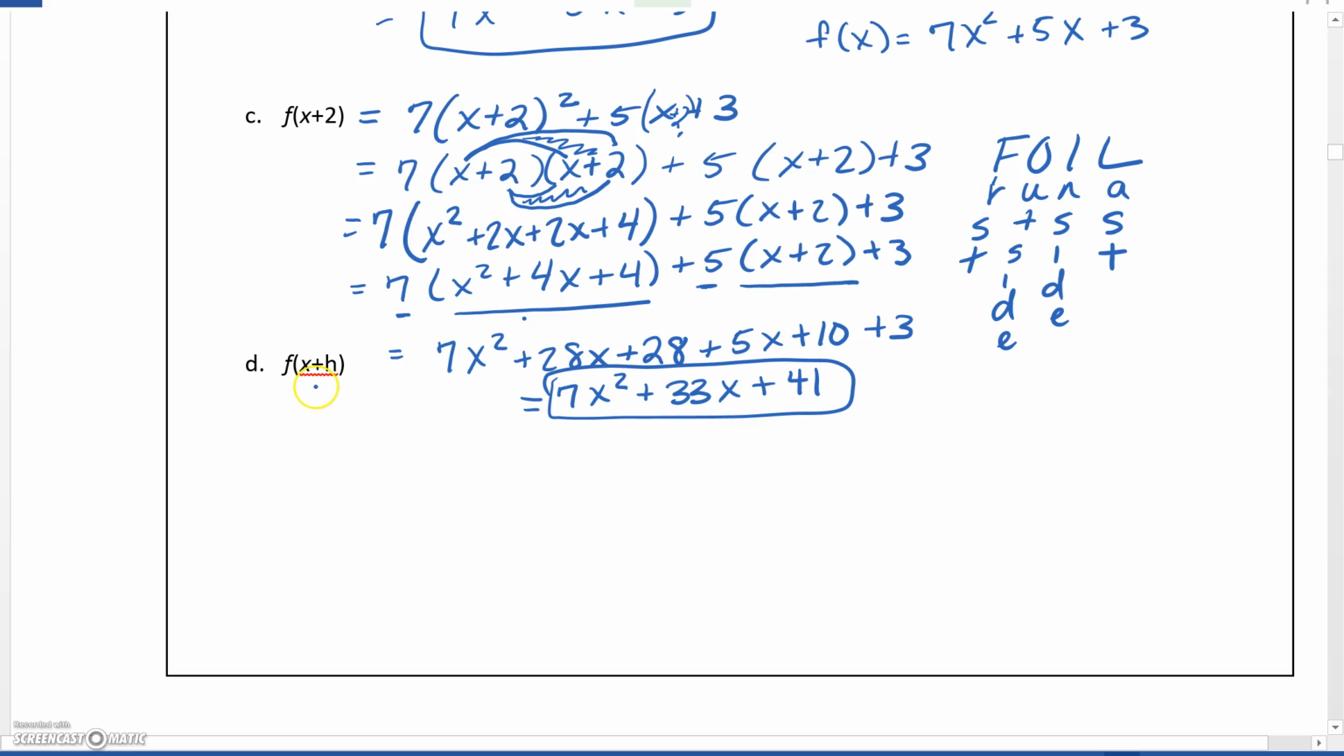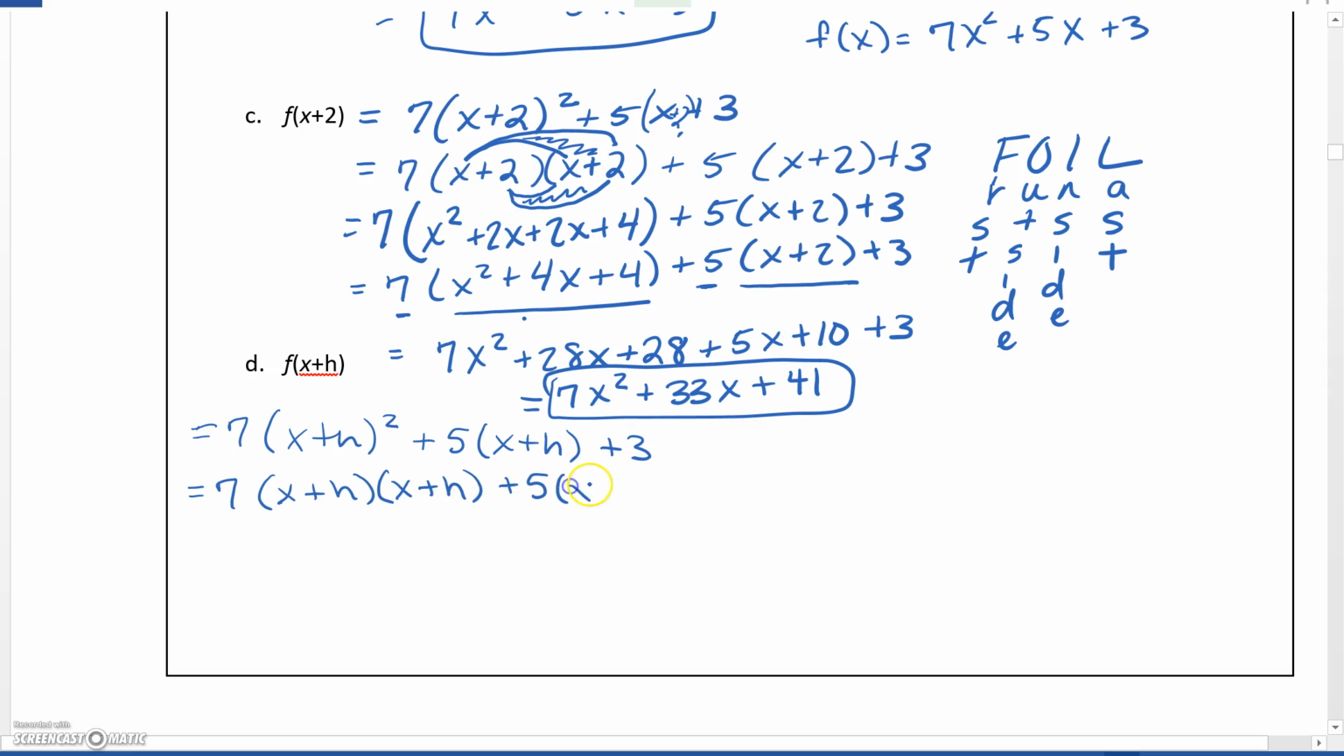Okay, now we're going to look at f of x plus h. And this will be very similar, except we won't have those 2's there. So we'll have 7 times (x plus h) squared plus 5 times (x plus h) plus 3. So again, we're going to have to FOIL out the x plus h times x plus h.